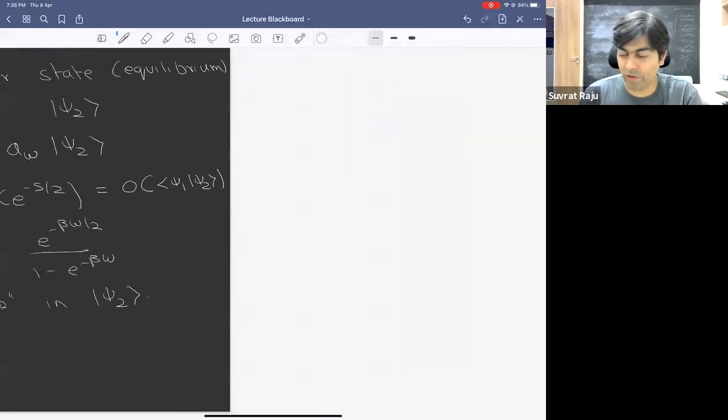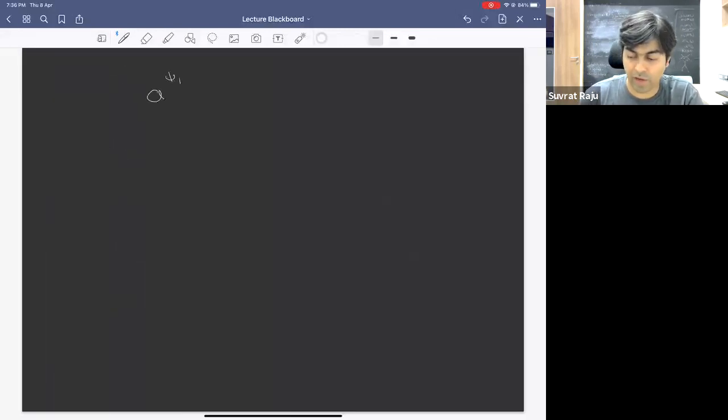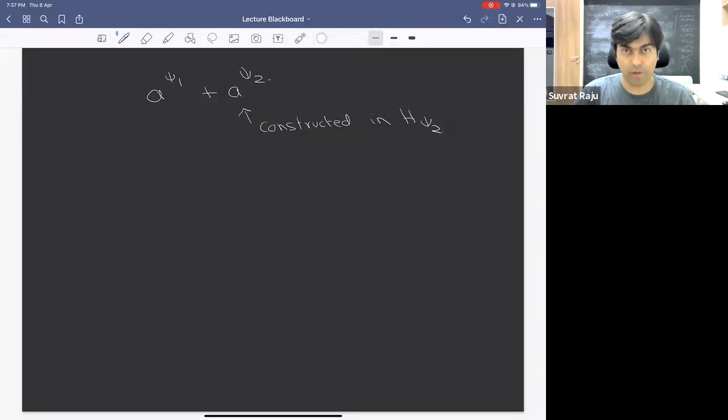So here's one thing. We could generalize things to a psi1, and also do a construction about psi2, and add together a psi1 plus a psi2. This is constructed in h psi2. So I have the little Hilbert space about psi2. I can do exactly the same construction that I did about psi1. And now I have an operator, which is the sum of these two operators. This operator has the nice property that it works in psi1 and psi2.